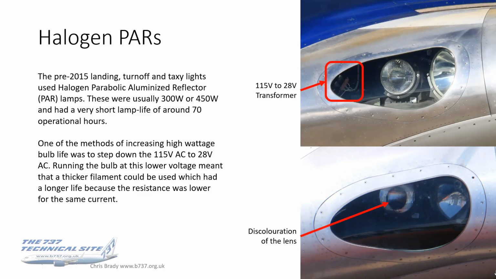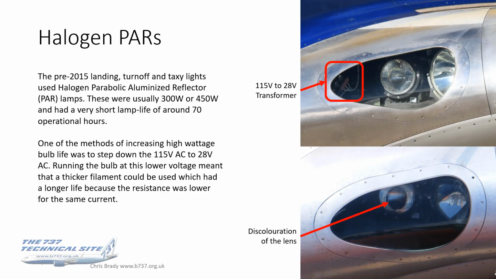Pre-2015, the landing, turn-off and also the taxi lights were these very large halogen PAR lamps, or parabolic aluminized reflector lamps, and these things are massive. The standard sizes were either 300 or 450 watts, and they had a very short lamp life of around 70 operational hours. So they were big and expensive, and not particularly robust or durable.